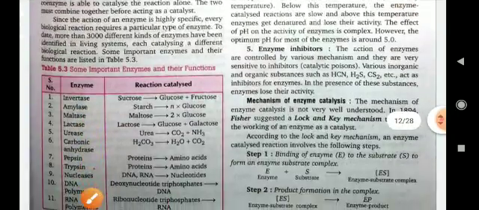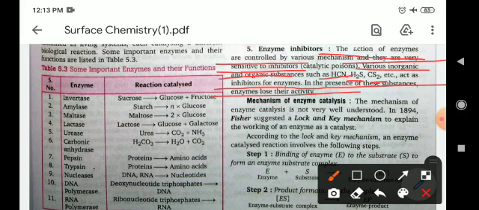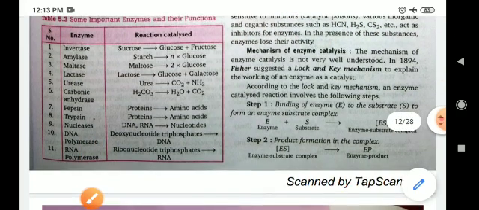Enzyme inhibitors: the actions of enzymes are controlled by various mechanisms and they are very sensitive to inhibitors. Catalytic poison: various organic or inorganic substances such as HCN, H2S, CS2, etc. act as inhibitors for enzymes. In the presence of these substances, enzymes lose their activity.